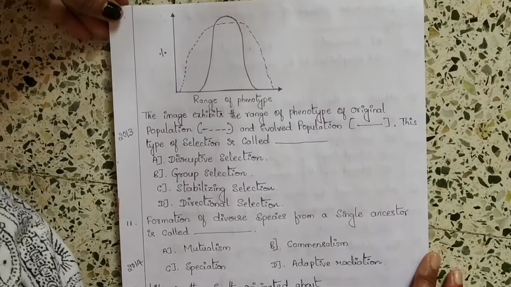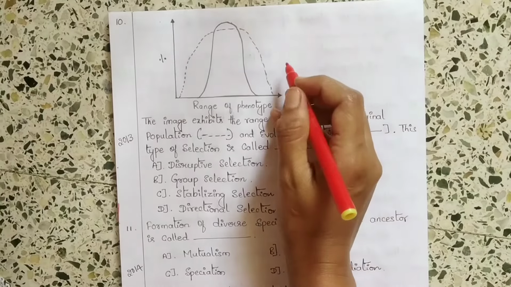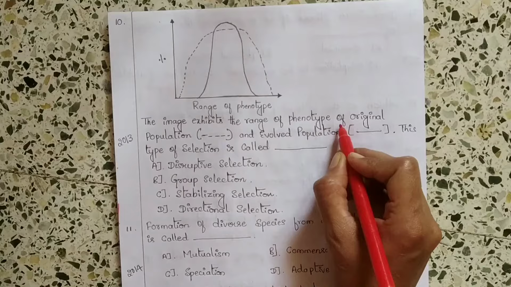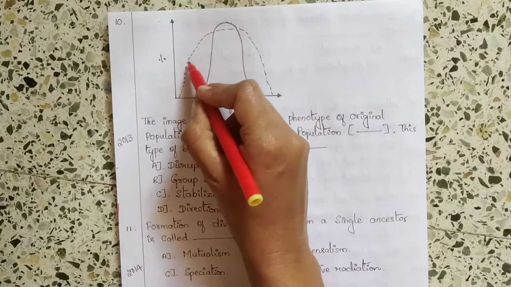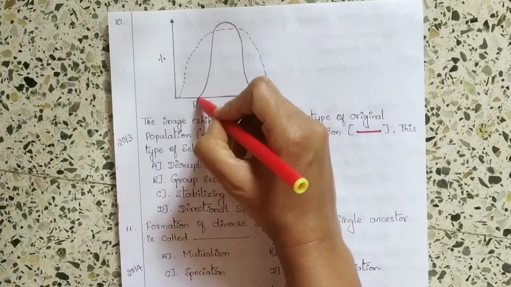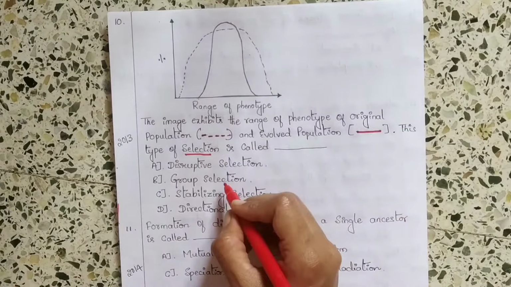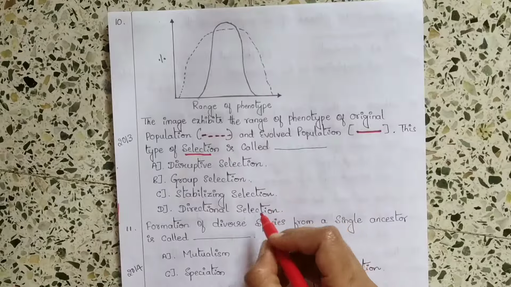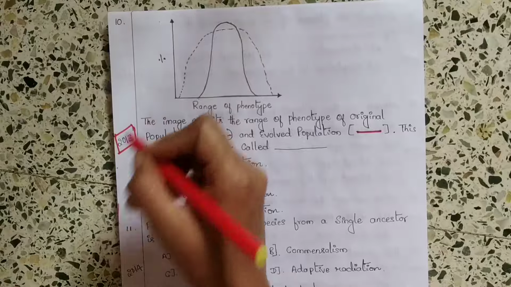The next question has a diagram here. You can look at the diagram. The image exhibits the range of phenotype of the original population, that is like this. The dotted one represents the original population, and this one represents the evolved population. They are asking about this type of selection. The first option is disruptive selection, second option group selection, third option stabilizing selection, fourth option directional selection, which was asked in the year 2013 of the KSET.